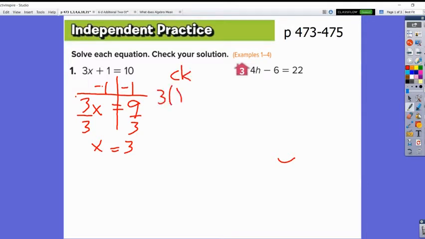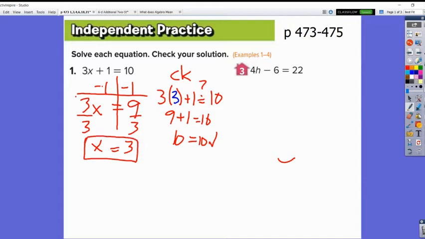3 times x plus 1 might equal 10. And I'm going to put in 3 here for x, right? And so that means this is 9 plus 1. And sure enough, 9 plus 1, or 10, equals 10. Check. So my answer is x equals 3. 3 is the number that makes that equation true.